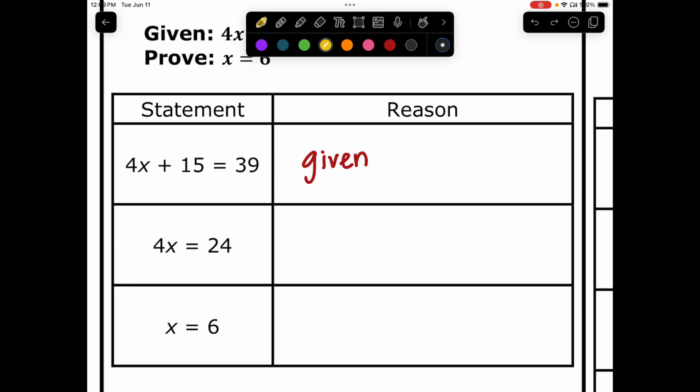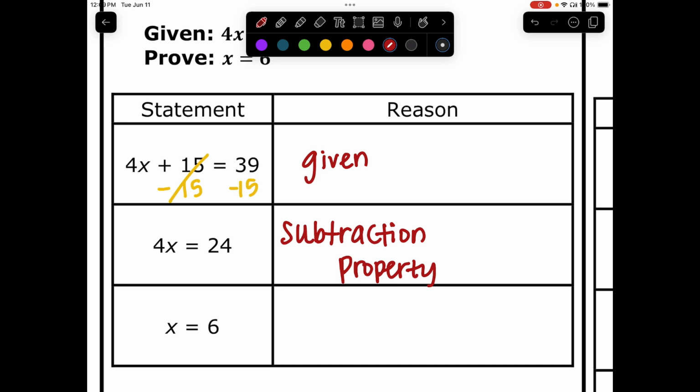All right, now let's see what's happening to get from this first step to the second step. Looks like we're subtracting 15 from both sides, and so that would be the subtraction property of equality. And then to get from the second to the third step, it looks like we're dividing both sides by 4. That'll leave us with x equals 6, and so that was the division property.